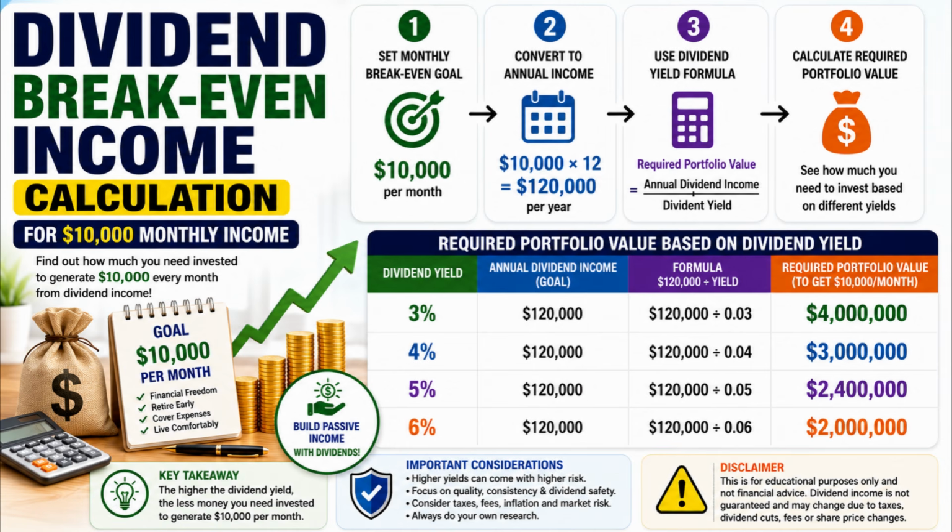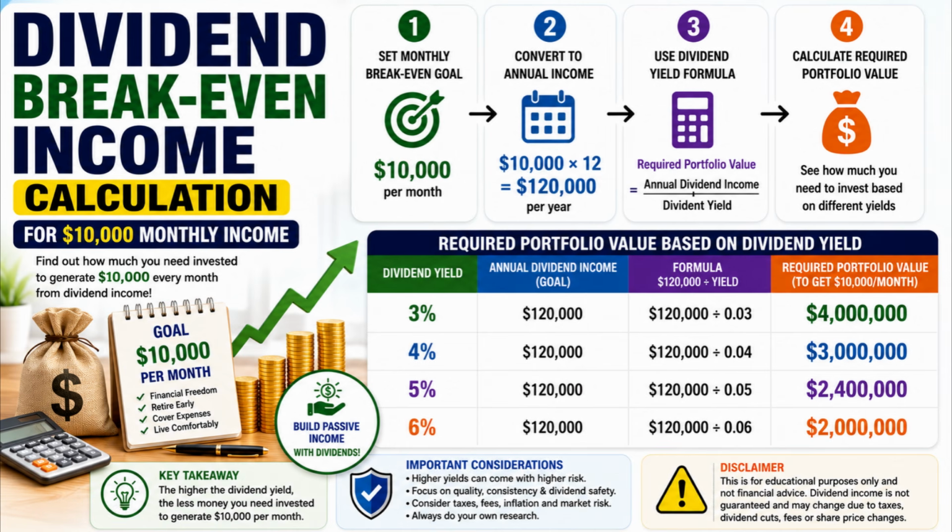Next, convert the monthly income goal into annual income. Since there are 12 months in a year, multiply $10,000 by 12. So, $10,000 times 12 equals $120,000 per year. This means your portfolio would need to generate $120,000 in annual dividend income to reach the $10,000 monthly target.